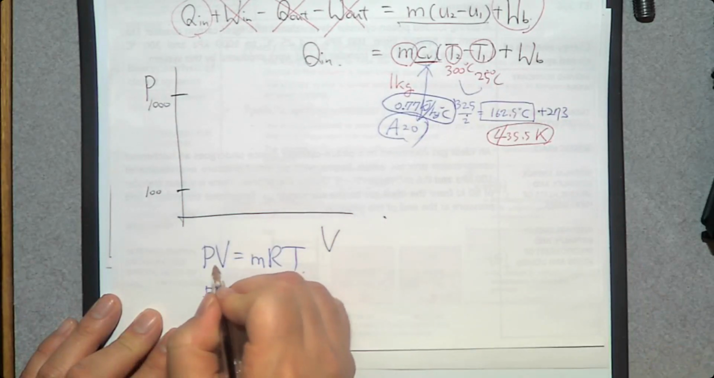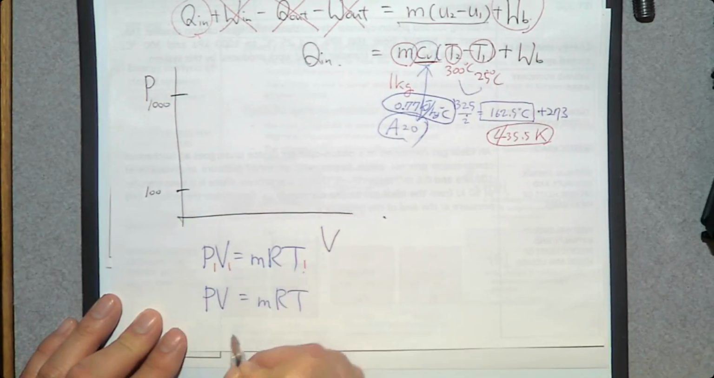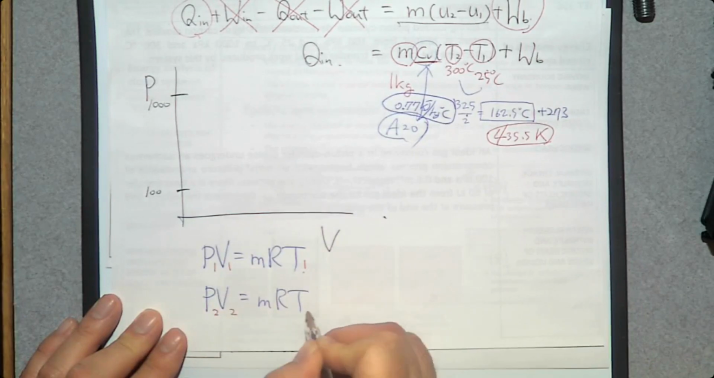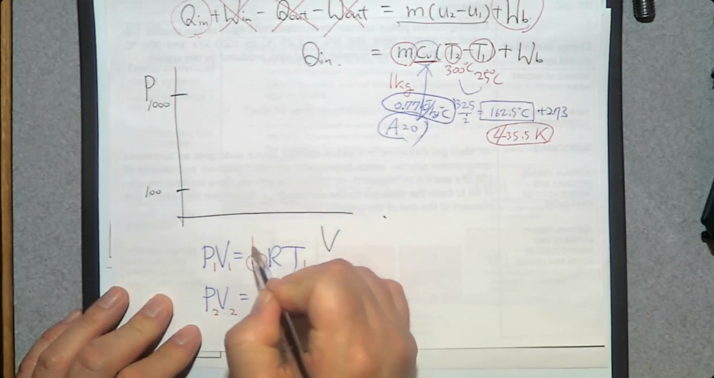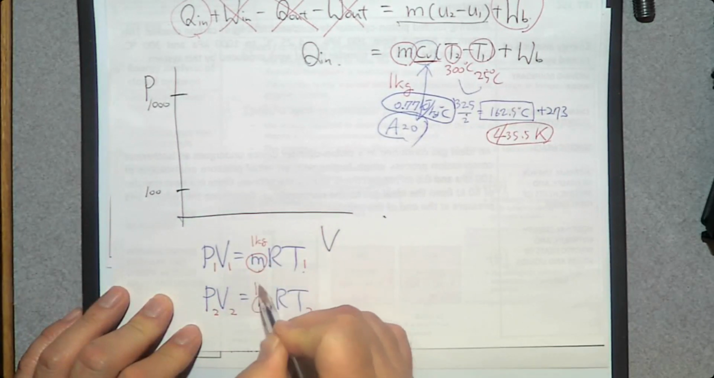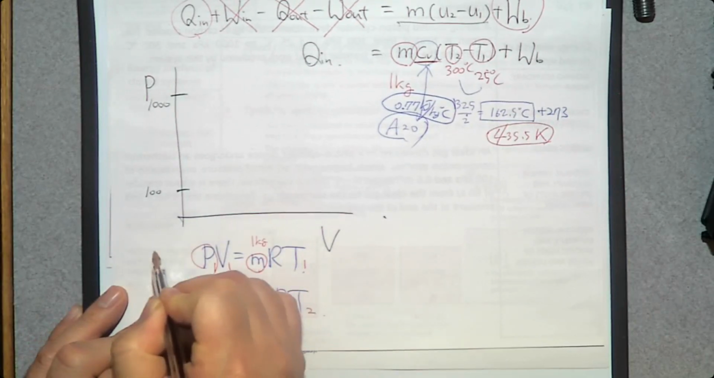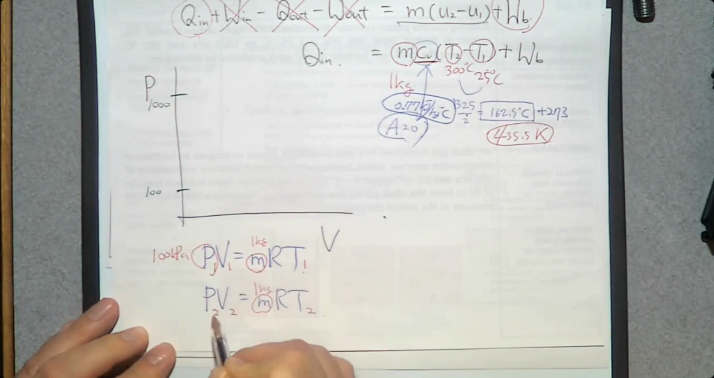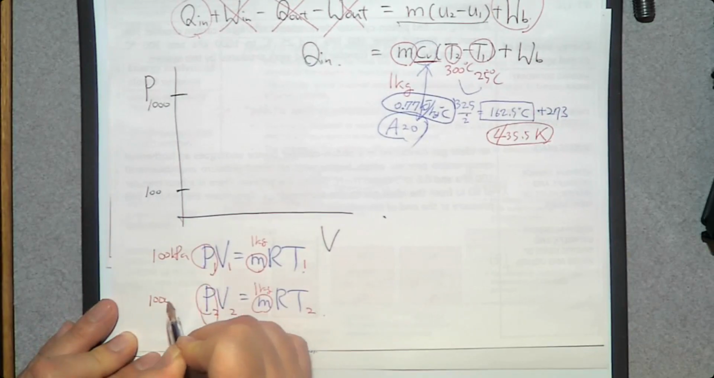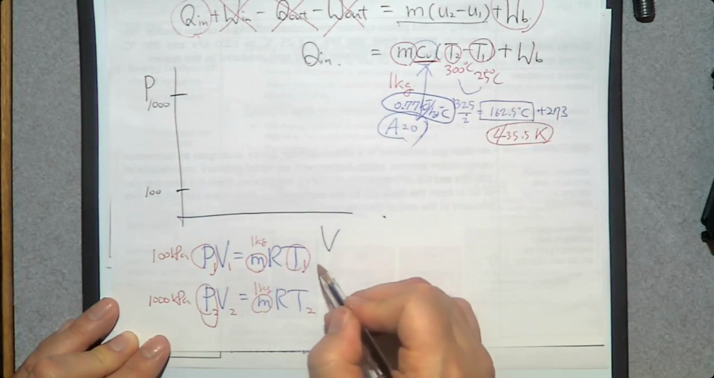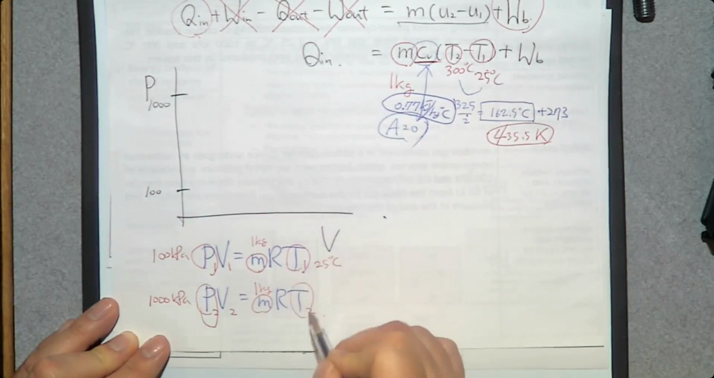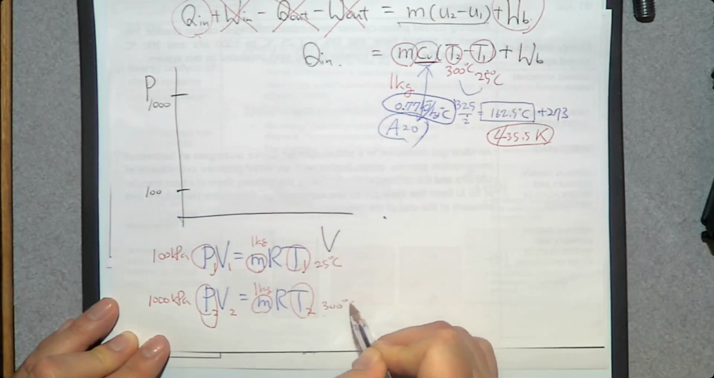At the initial state, P1 V1 is mRT1. At the final state, P2 V2 is mRT2. What is the mass of the system? 1 kilogram. What is the initial pressure? 100 kilopascal. What is the final pressure? 1000 kilopascal. What is the temperature? Initial temperature, 25 degrees Celsius. The final temperature, 300 degrees Celsius.